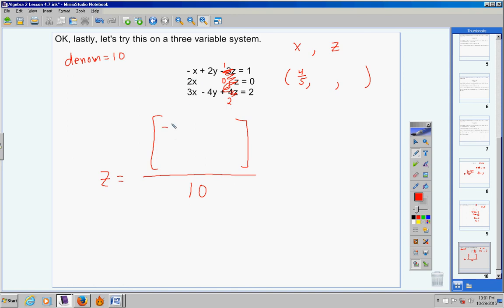So for your x column, it's negative 1, 2, 3. For your y column, 2, 0, negative 4. Now, I'm putting a 0 here, not because there's a 0 here, because there's no y term right here. Okay? And then 1, 0, 2. 1, 0, 2. So now, copy your first two columns over, find the determinant, and we're just about done.